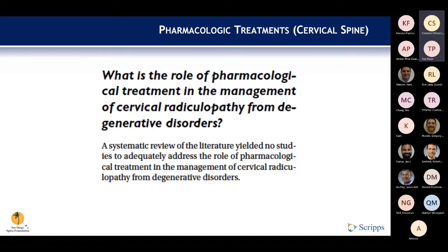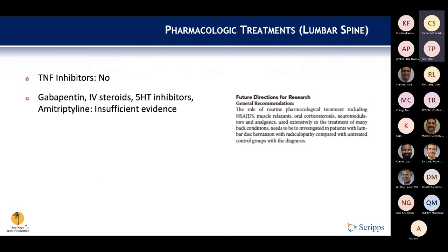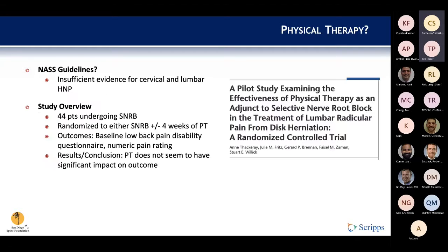And so for a specific recommendation, the systematic review of literature yielded no studies to adequately address the role of pharmacological treatment in the management of cervical radiculopathy from degenerative disorders. This is just another study, an offshoot of that. TNF inhibitors got a recommendation for not using them, and then gabapentin, IV steroids, 5-HT inhibitors, and amitriptyline had insufficient evidence.